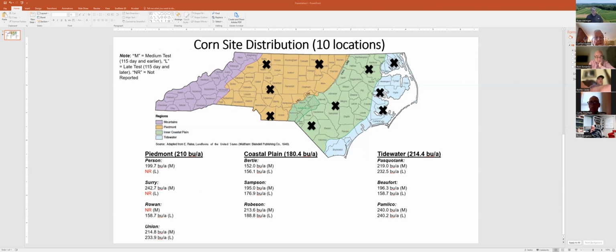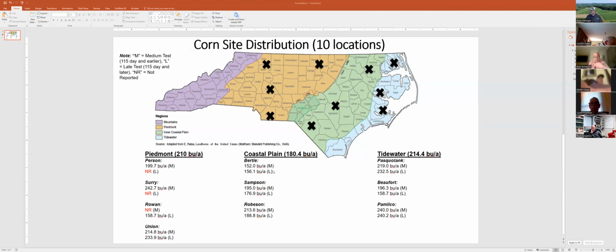I do want to point out something to you, and this is a reason why we're going to start talking about using percent trial mean instead of raw yield. So let's say you're a grower. Let's say you're a grower specifically around Bertie County and you're wanting to make a hybrid selection, right? We actually did very well on the sandy soil in Bertie. We're 152 on the medium test and 156 on the late tests.